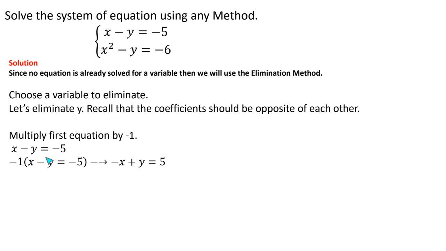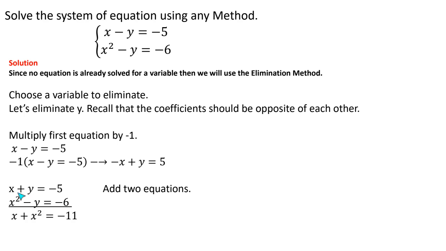For the first equation, I'm going to multiply by -1. So -1 times x is negative x, -1 times negative y is positive y, and -1 times -5 is a positive 5. Now I'm going to add both equations. I get an x and an x squared, which are not common terms. The y's become 0, and then we have -11.